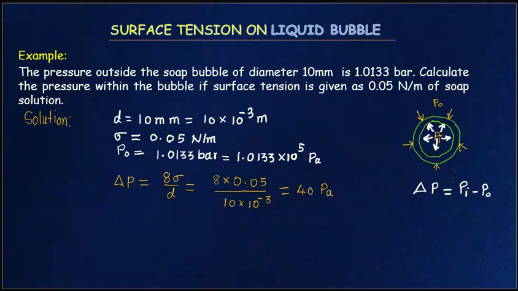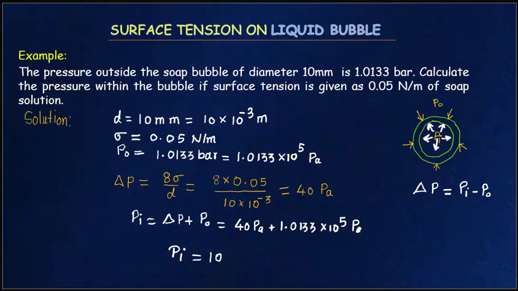So now I can find out from here that Pi will be equal to delta P plus Po. So delta P plus Po will give you the internal pressure. That's very simple. Delta P we have already got, that is 40 Pascal. And the external pressure is 1.0133 into 10 raised to 5 Pascal. So if you add this value together, you'll be getting internal pressure. So this value is going to be 101,370 Pascal. As we have seen here, by using the simple procedure and expression for the excessive pressure, I can easily find out the inside pressure, which is 101,370 Pascal.